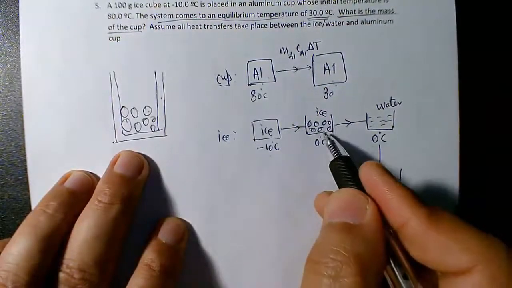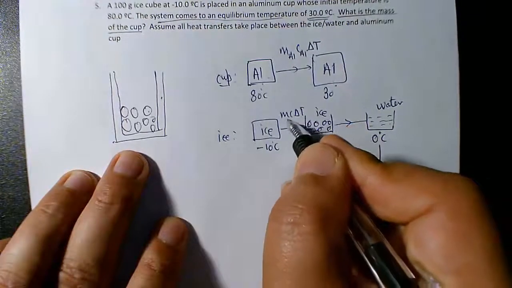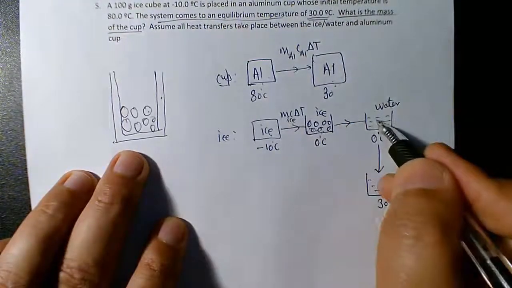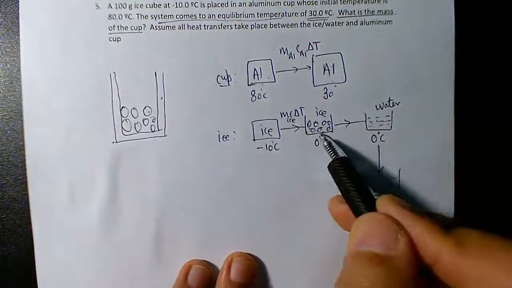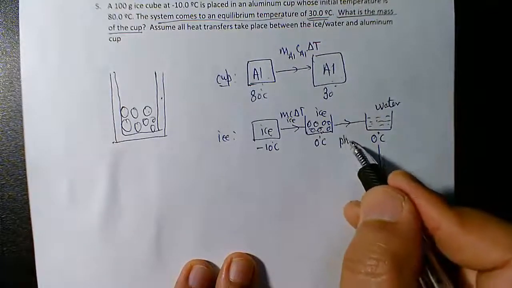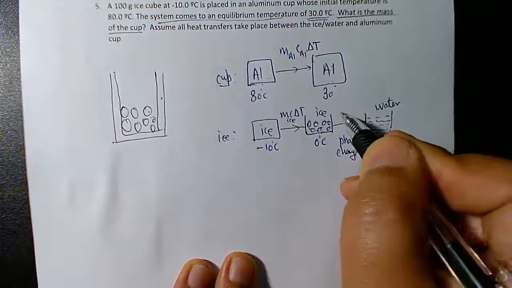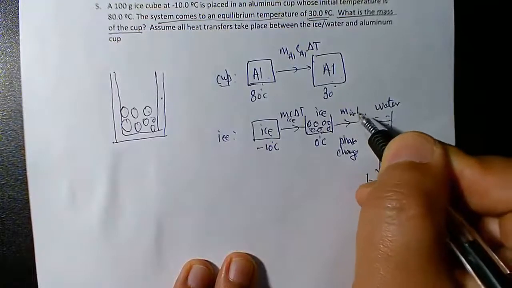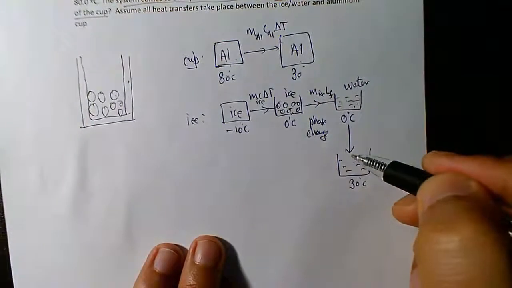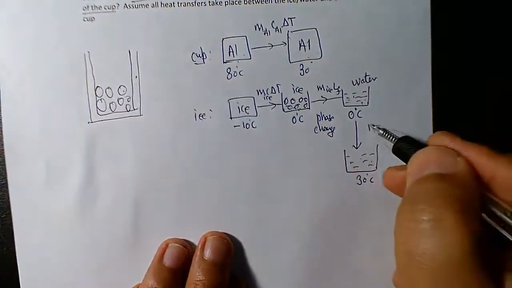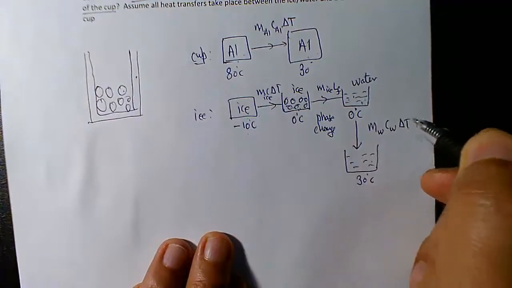From ice to 0, since it's warming up, ice warming up, you use MC delta T, ice, right? From here to here, it's not warming up. It's absorbing heat, but it's just changing the phase. It's a phase change. So during phase change, we use what? ML, right? Fusion. And from here to here, again, water is warming up. So when something is changing its temperature, again, you use MC delta T. So that's the three steps.